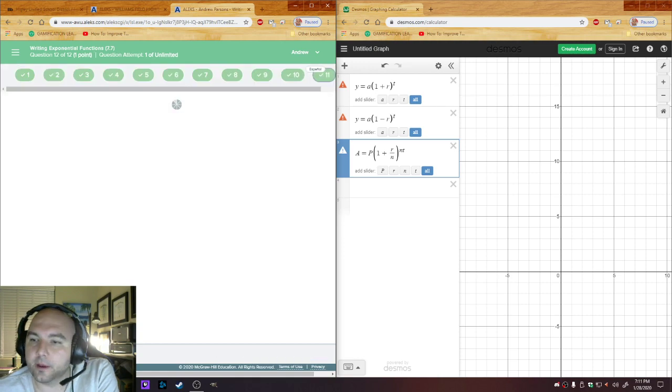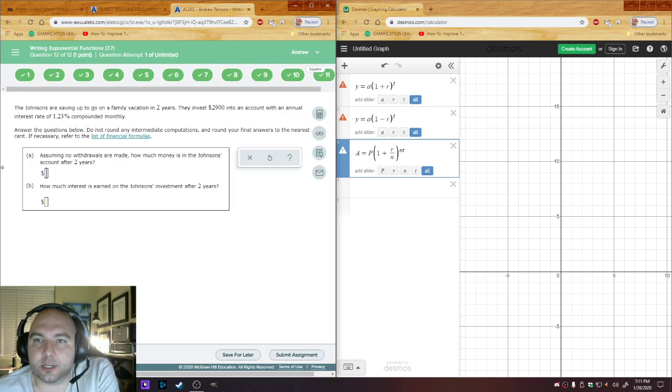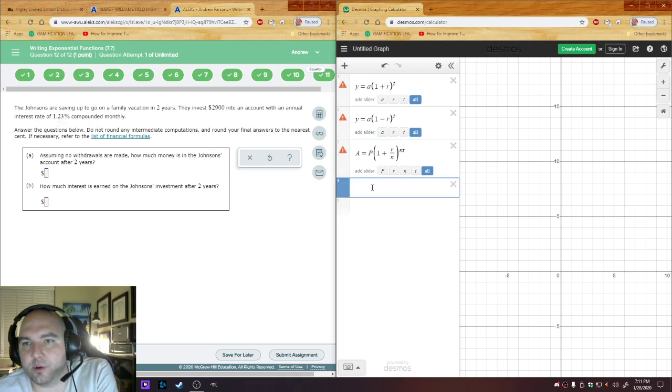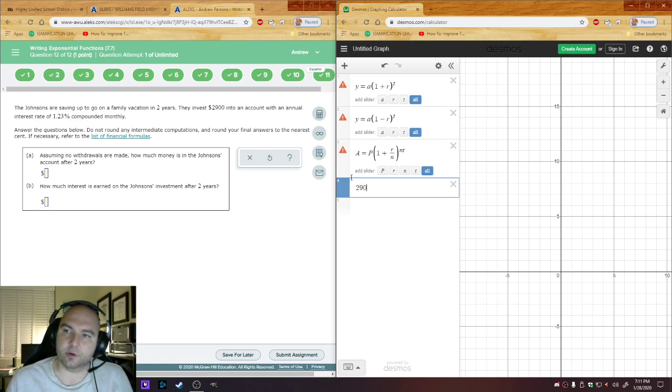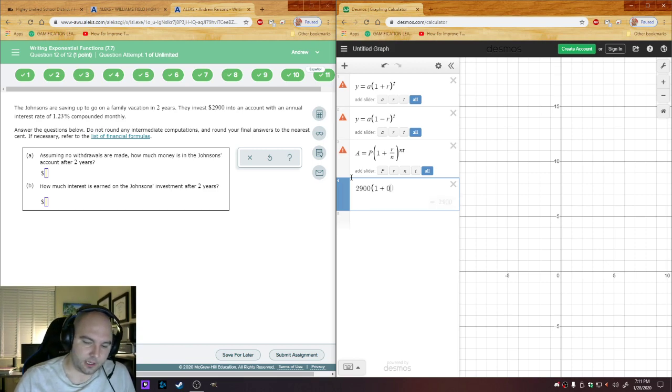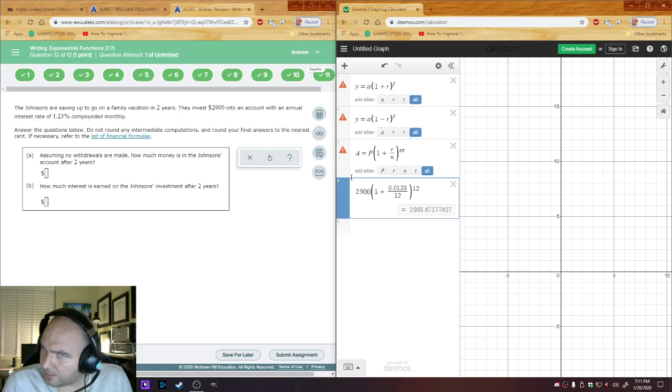Okay, cool. One more. The Johnsons are saving up to go on a vacation in 2 years. They invest $2,900 into an account with an annual interest rate of 1.23% compounded monthly. Ooh, 1.23 is terrible, but that's kind of what banks will tend to give you if you put your money in a bank account that offers that kind of stuff. So that's 2,900. 1 plus 0.0123. That's what the 1.23 is. Compounded monthly over 12. We are going to raise this to the 12 times something.